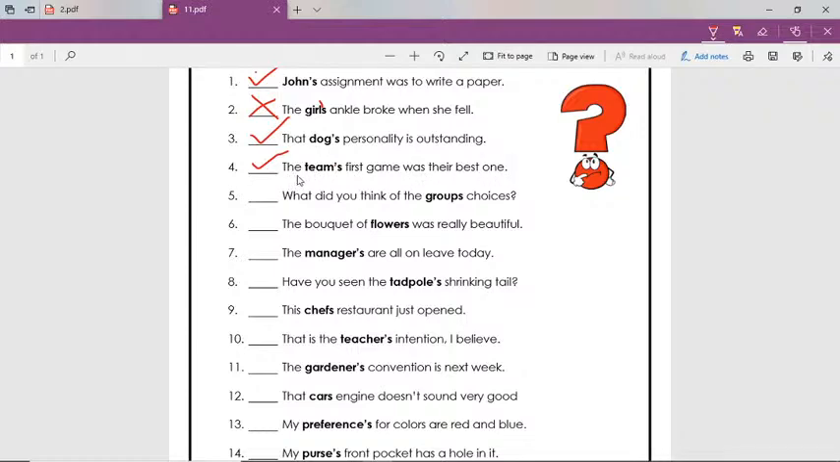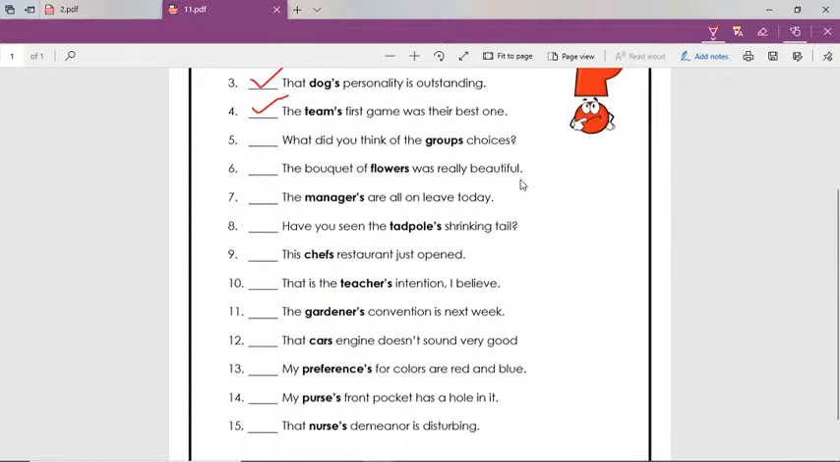If it was a multiple amount of teams, so if you were saying 2 teams playing against each other, you might have a sentence like the team's first game together was their best one. The team's first game together, so that might be a plural. In that case we'd have S then the apostrophe, but in this case it's right because it's a singular team.